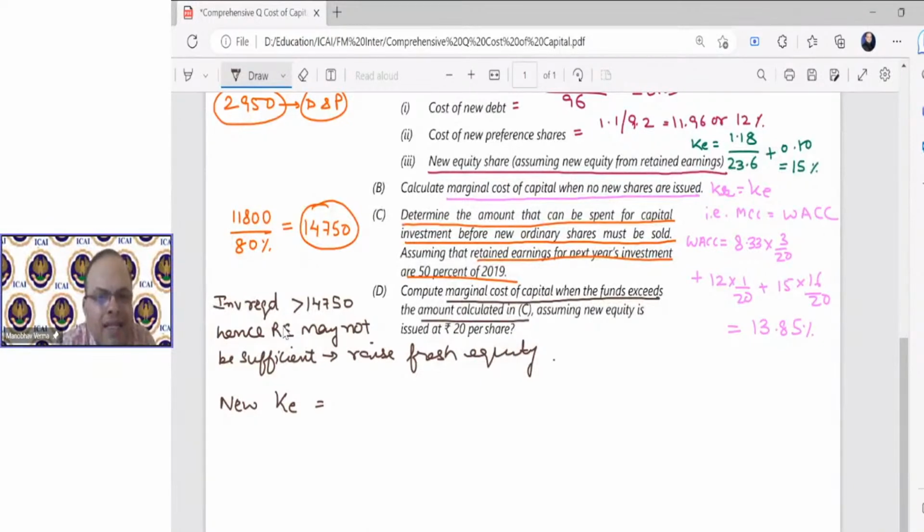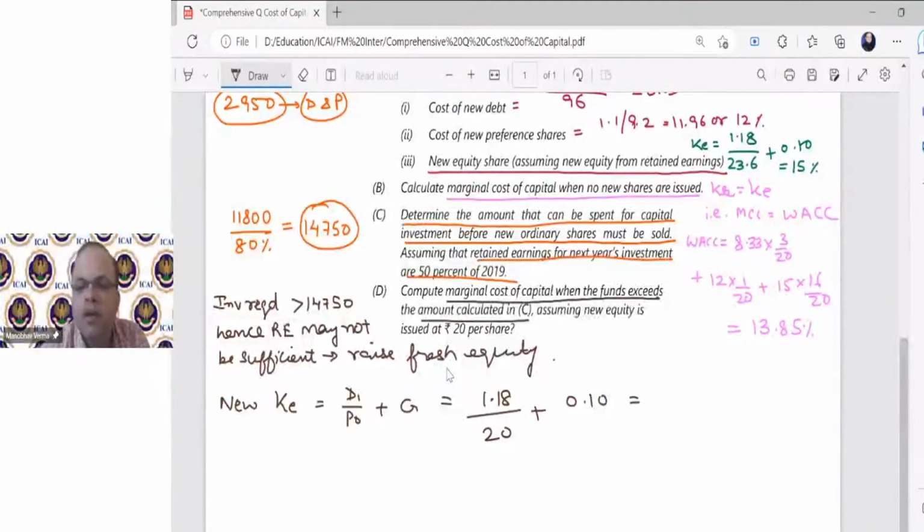Now in that case, they're saying the new issue is at 20 per share. Hence, we are looking at D1 upon P0 plus g. D1 we calculated, I guess, 1.18. P0 is 20 now, and g is 10%. So what is the new equity cost here? I think it comes out to be 15.9%, right? 15.9%.